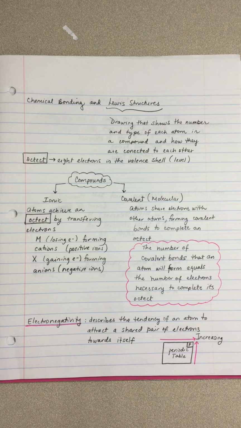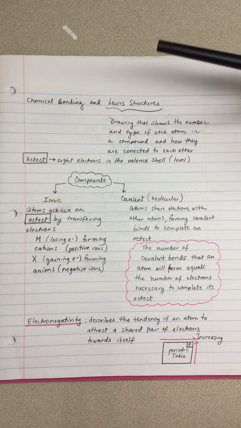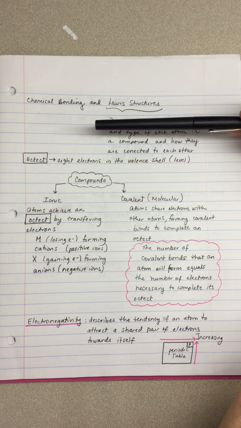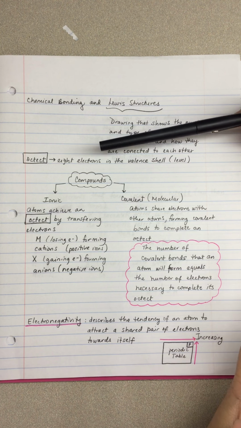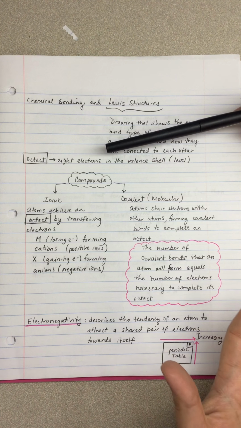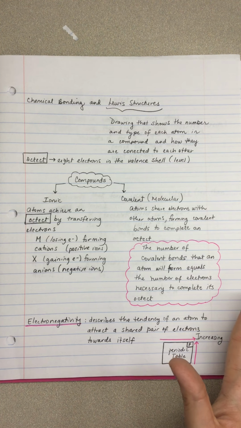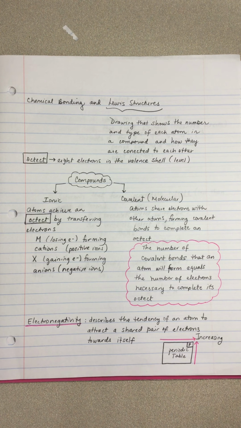Chemical bonding and Lewis structures. When you have a compound, the atoms in the compound are held together by a specific type of bond. Depending on the type of bond that you have, you're going to have a specific type of compound. And we use Lewis structures to represent how the atoms are bonded together, forming that specific compound.